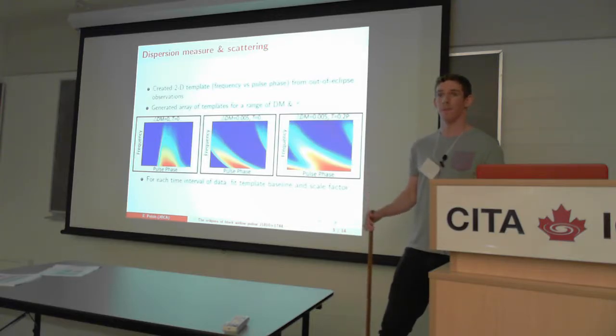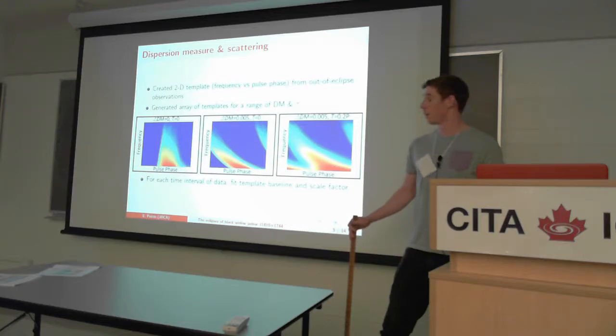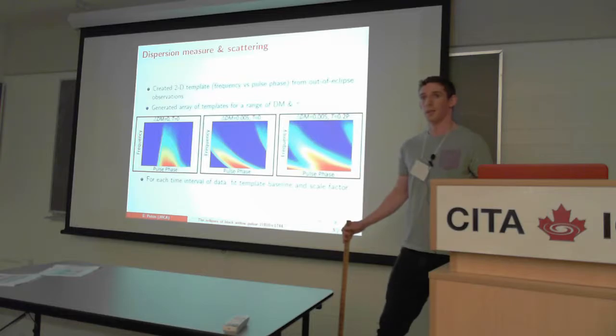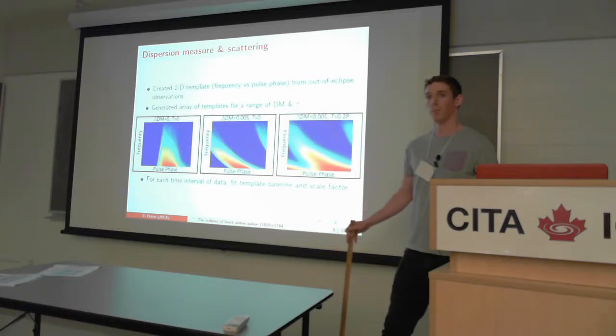Is it like this when it's in Janskys or something? Millijanskys, the color scale? It should just be linear with flux. It's not in actual units, but it's linear in flux. Actually, we divided by the bandpass, otherwise the off pulse would be showing some.